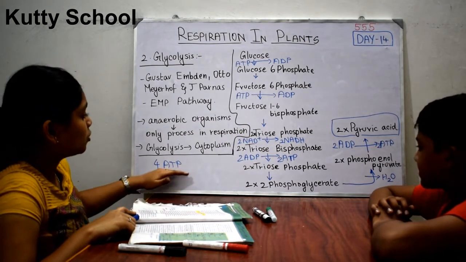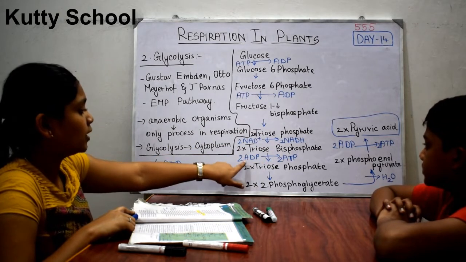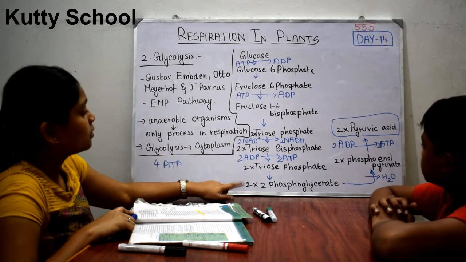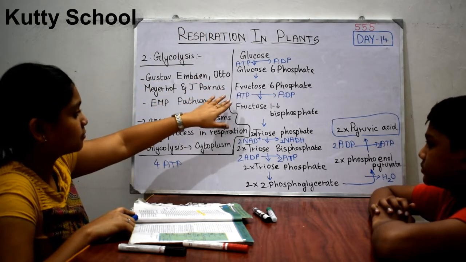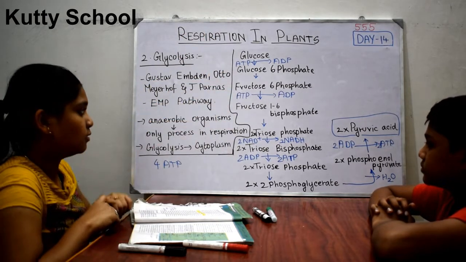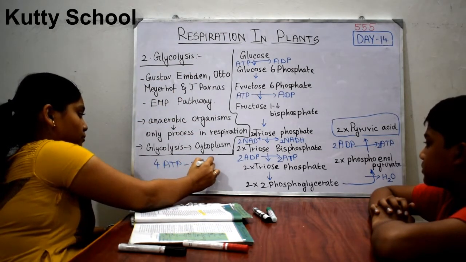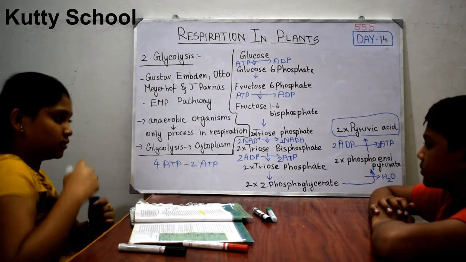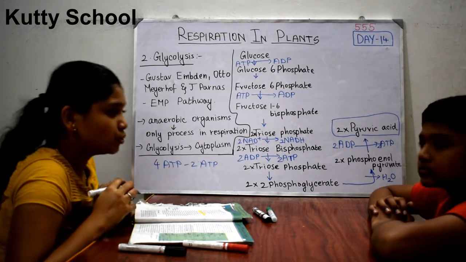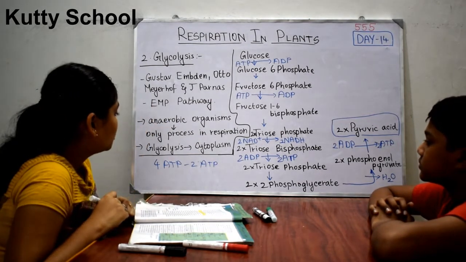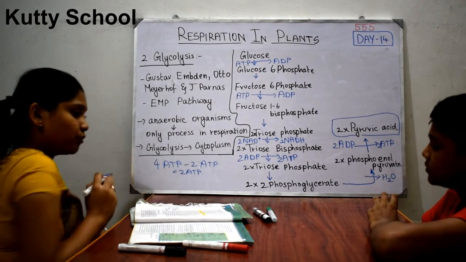So here totally 4 ATPs are produced by utilizing 4 ADP. There 2 ATP are utilized and produce 2 ADP. So here 2 ATP is utilized, therefore minus 2 ATP. Here the chemical bond is formed, there the chemical bond is utilized. So the total production of ATP is 2 ATP.